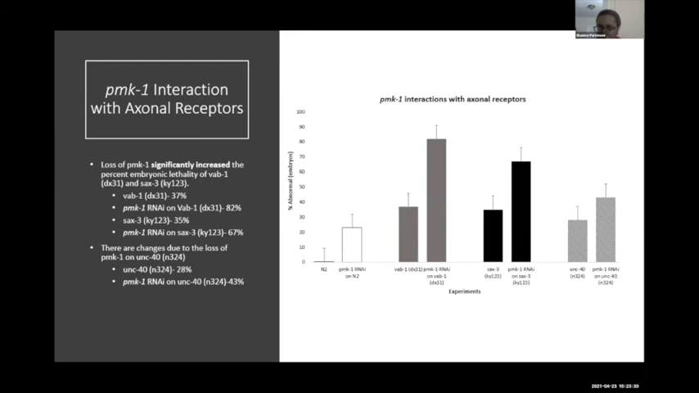Basically, when two mutants enhance each other, it means that they're functioning in parallel pathways. As in the instance of 40, where we didn't see much of a change, we're suggesting that they potentially function in the same pathway.